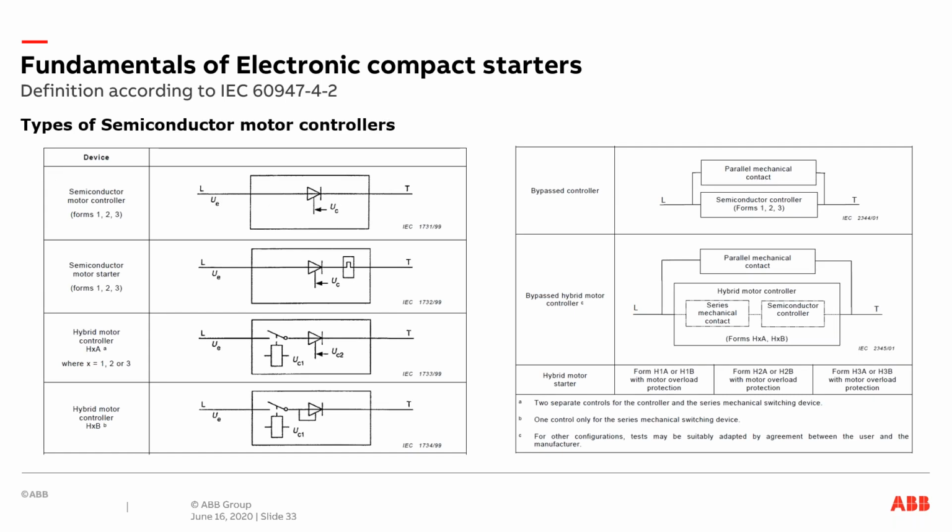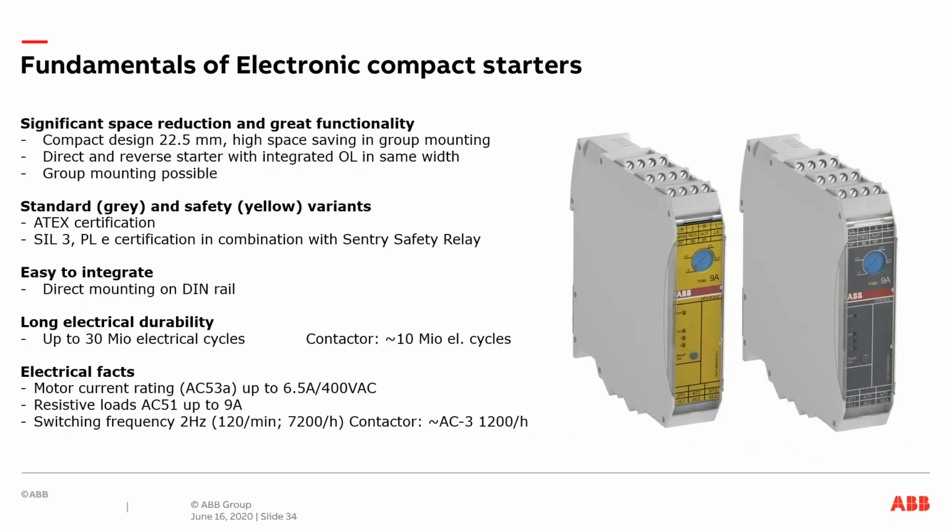These are some of the diagrammatic representations, and if you can see, UC is the firing angle. There are lots of different symbols over here, and it depends on the device. So a semiconductor motor controller is the one which we use in our compact starters. This is a very compact solution what we have in the market. It is just 22.5 mm in width, with high space saving in group mounting. It comes in direct and reverse starting.